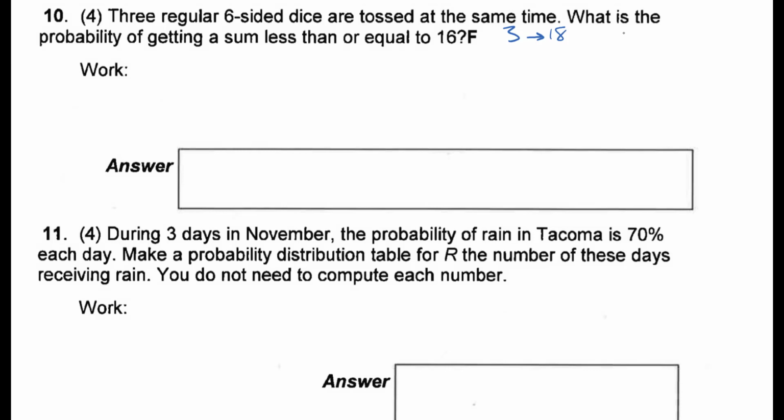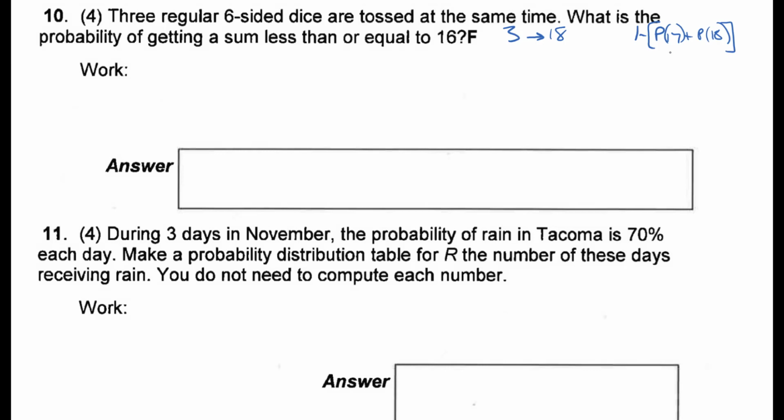I think if I just do 1 minus the probability of 17 plus the probability of 18, that'll make it out to be the right size. So I need to figure out the 17 and the 18 and then subtract it, and that'll give me everything else. Okay, so let's see here.